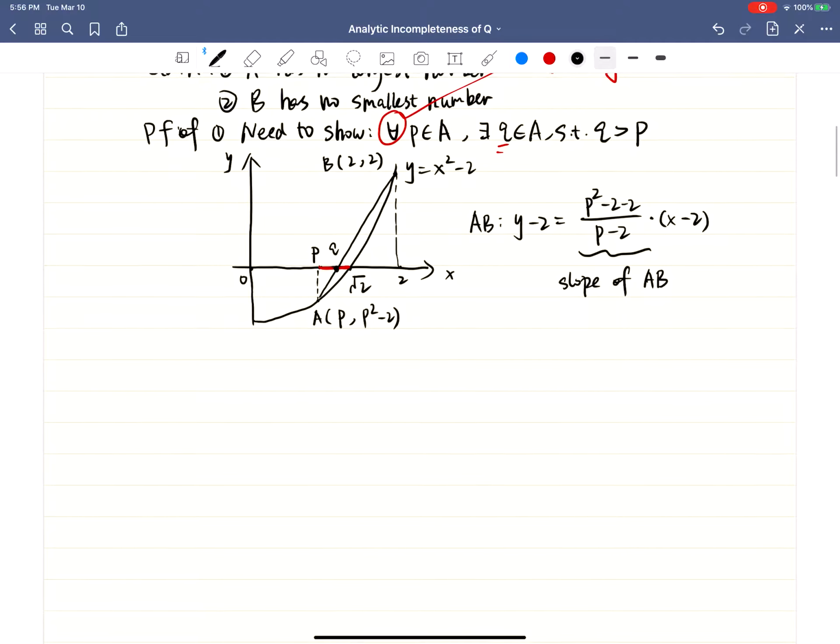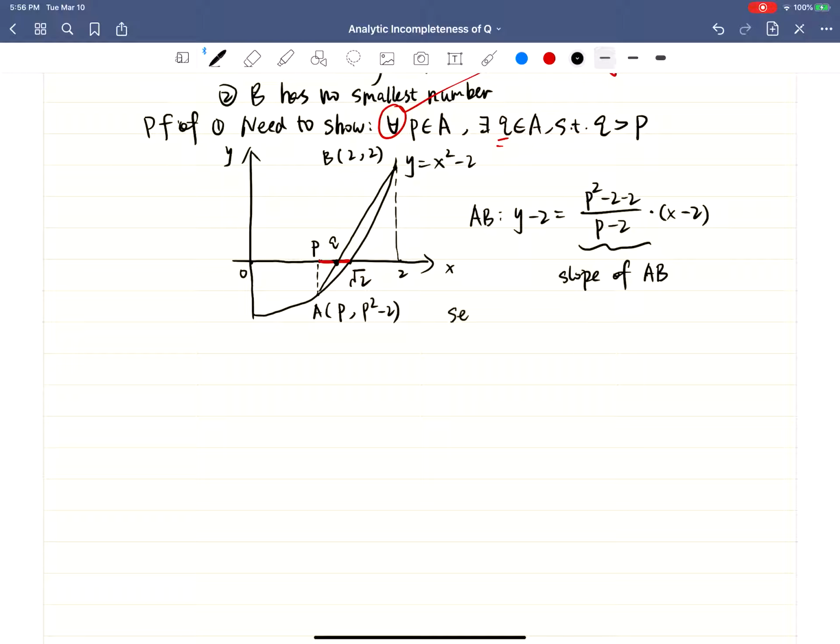Okay, so we set y equals 0, and that equation becomes negative 2 equals (p squared minus 4) over (p minus 2) times (x minus 2). Okay, and so let's solve for x. Through some calculations, we find x is (2p plus 2) over (p plus 2). And that's exactly the Q we're looking for.